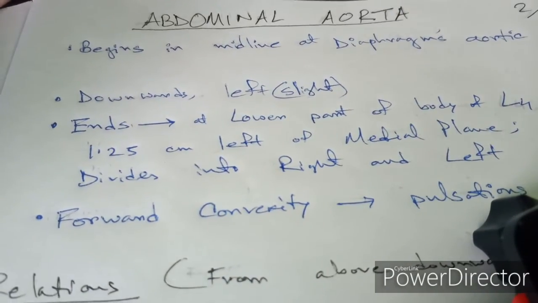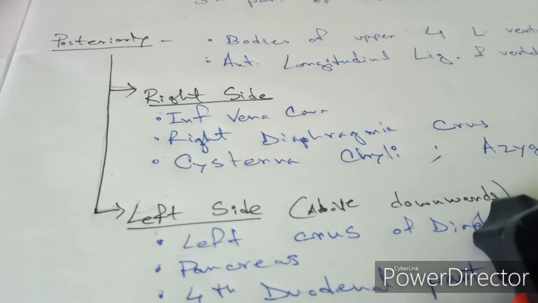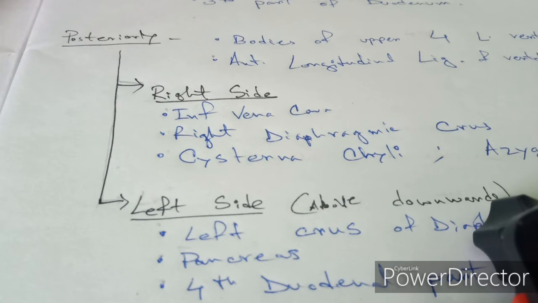This abdominal aorta has several parts, so there are also several branches, and I'll draw the diagrams of the branches separately in the next upcoming videos.